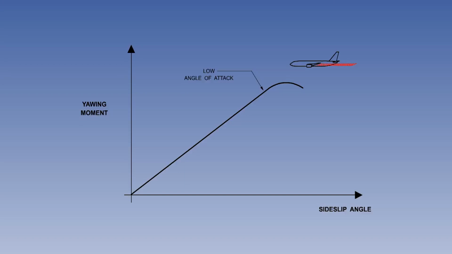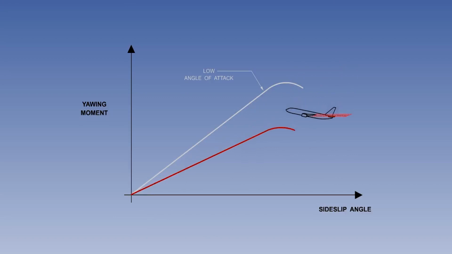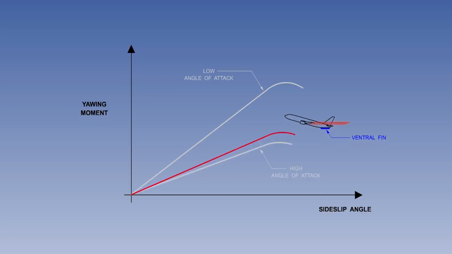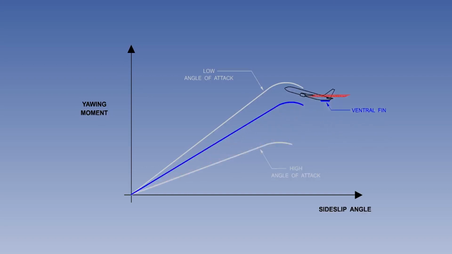The illustration shows an aircraft flying at a small angle of attack, with a typical yawing moment to side-slip angle ratio. The plot shows an acceptable value of directional static stability. As the aircraft slows down, its angle of attack must be increased. The wake from the wing is now contacting the fin and reduces its effectiveness. You can see the plot now represents the reduced level of directional static stability. The addition of a ventral fin will increase the directional static stability at high angles of attack.